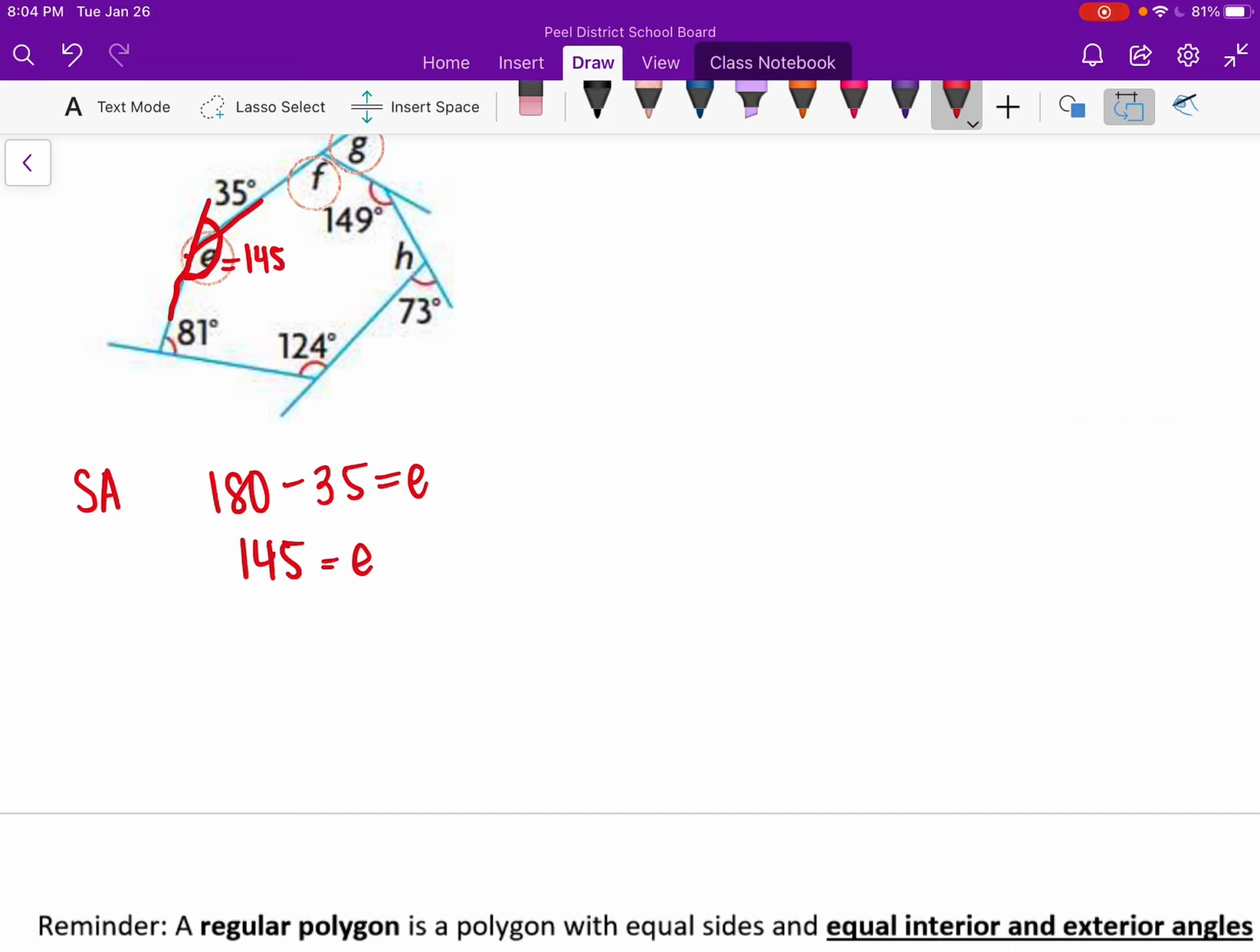Now, I know that this, and this all make up a polygon. Let's find out how many sides I have. And if I can find out how many sides I have, I can find out what the sum of those interior angles is going to equal. So let's go find that.